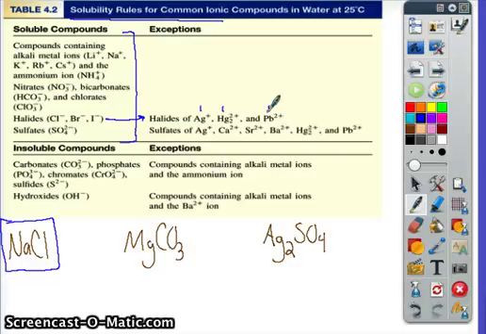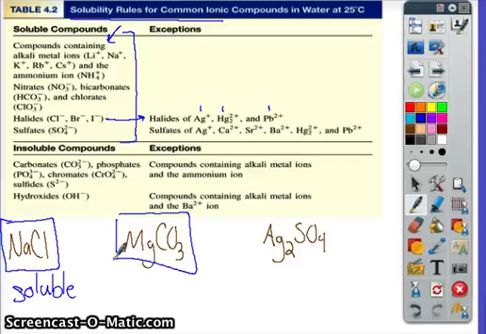In this case, sodium is up here in the alkali metal ions, so it is soluble. There are no exceptions. So anytime sodium or any other alkali metal is found, it's going to be a soluble salt. The next one would be magnesium carbonate.